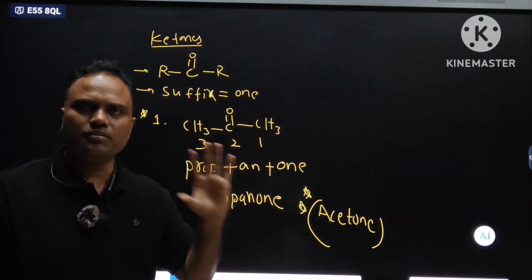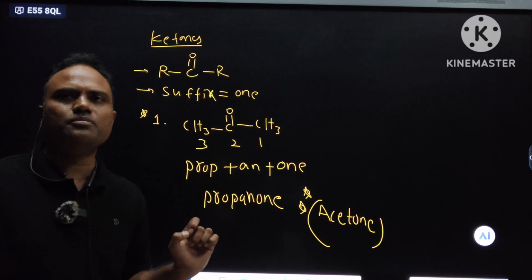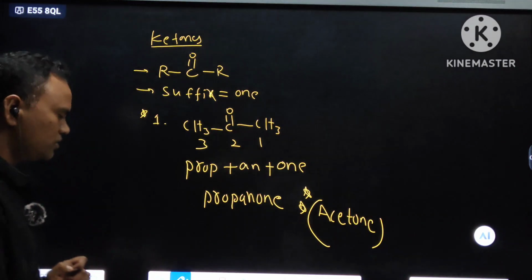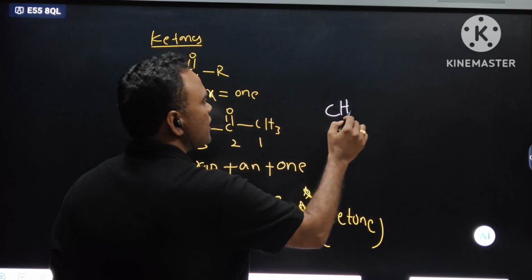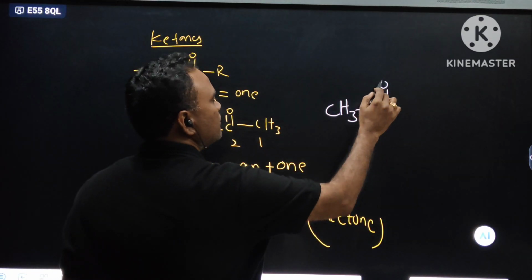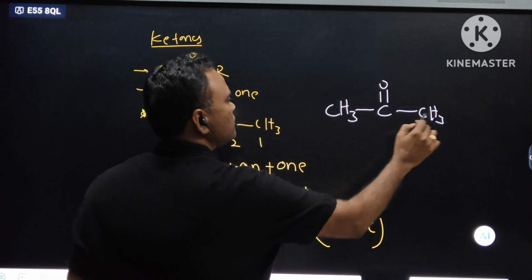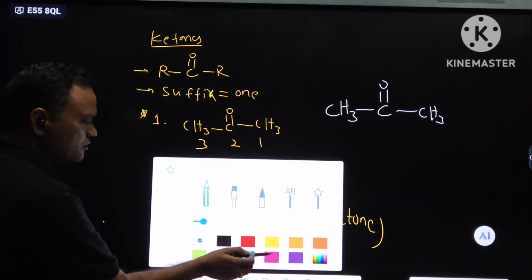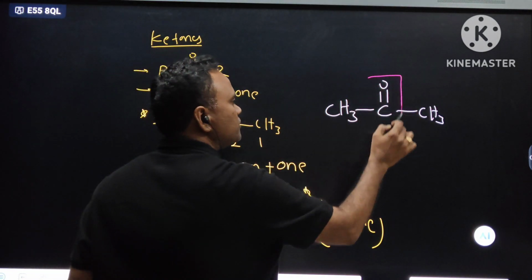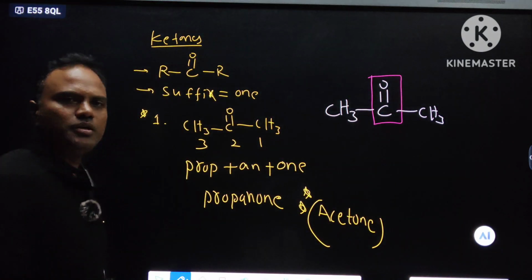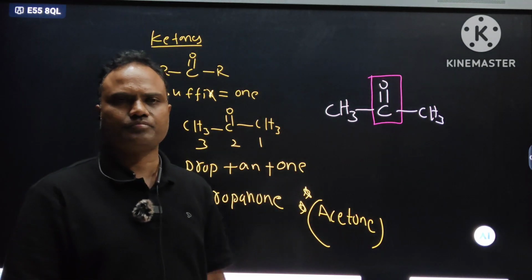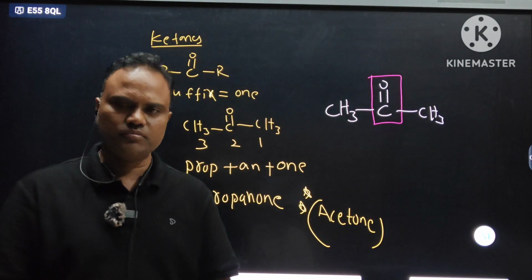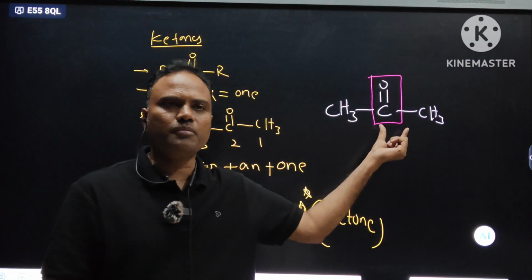Apart from this common name, one very important point you are going to learn. See that point, all of you. Important for the name reaction, haloform test. All of you stop writing. If you write, look at the board. Put C double bond O in a box. Put the functional group in a box.